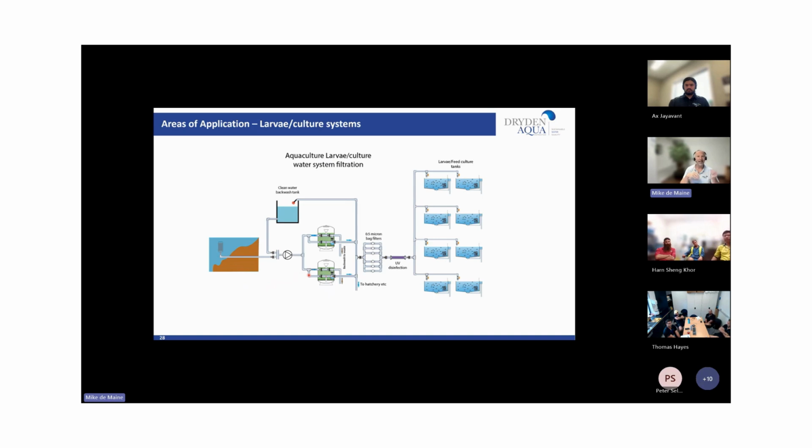Okay, it's adsorption. You must remember that. We are working with adsorption. All right.